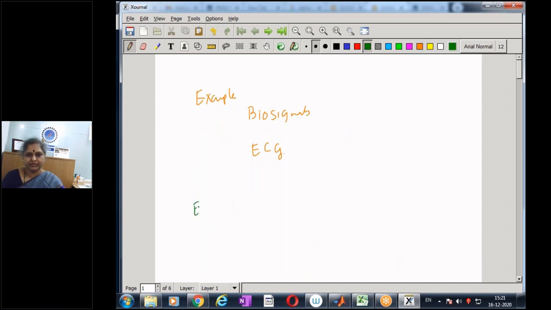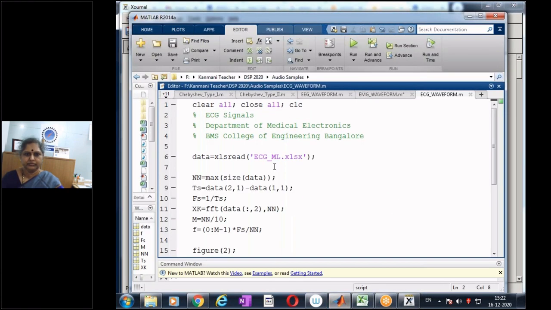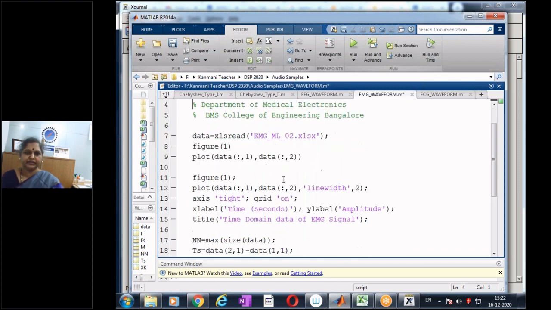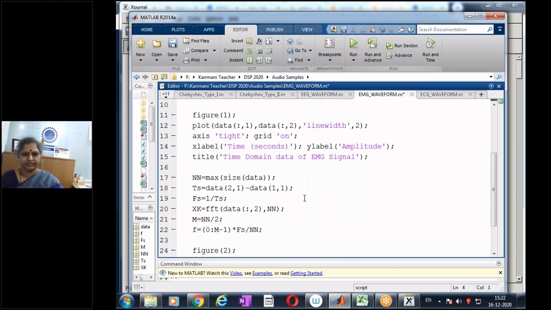So next example, we'll again take another biosignal, which is the EMG. EMG once again captured in the Department of Medical Electronics in our college, and we read the data, and then we again compute the FFT and plot the spectrum. So let's have a look at the EMG data.